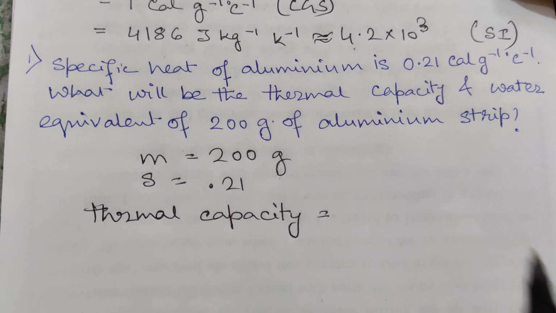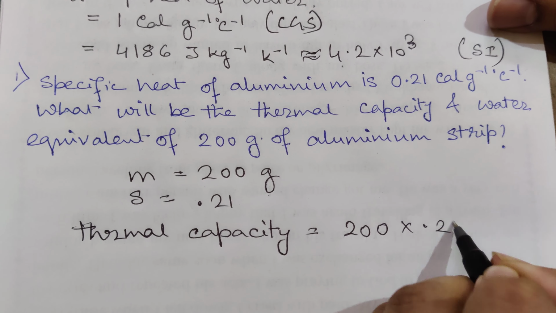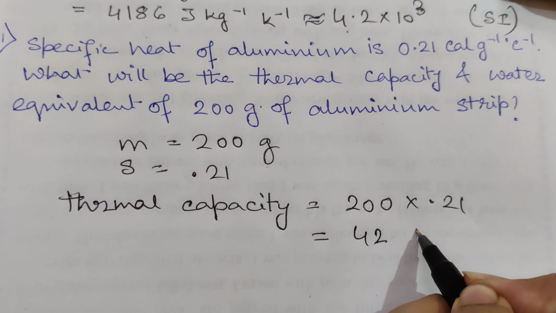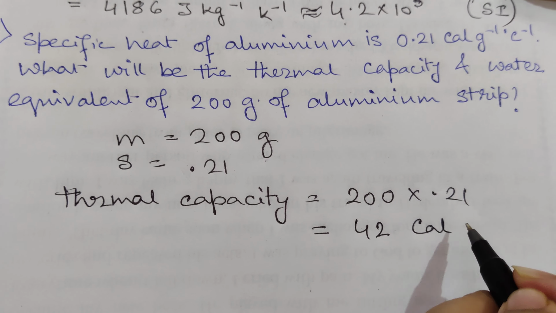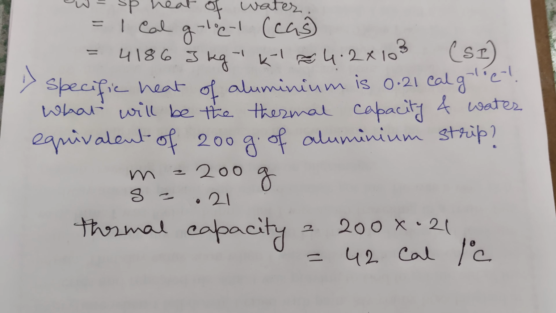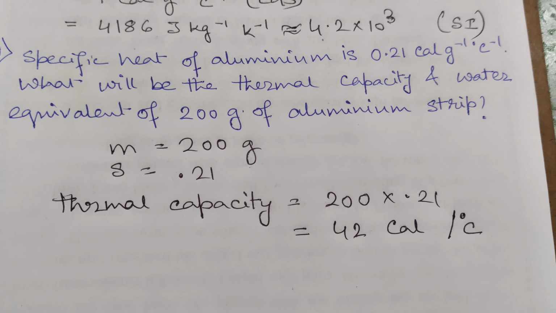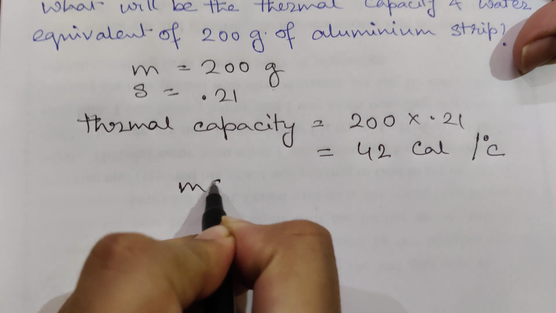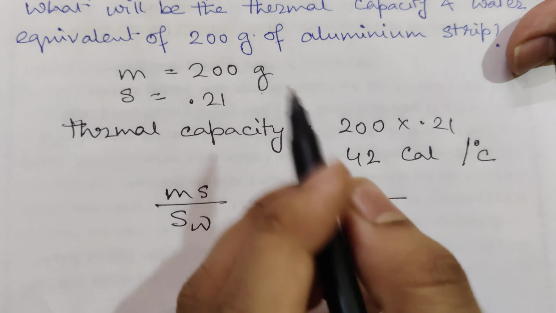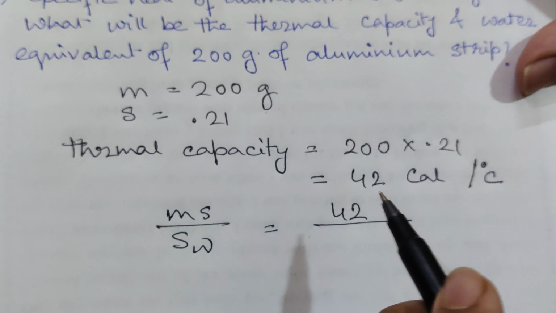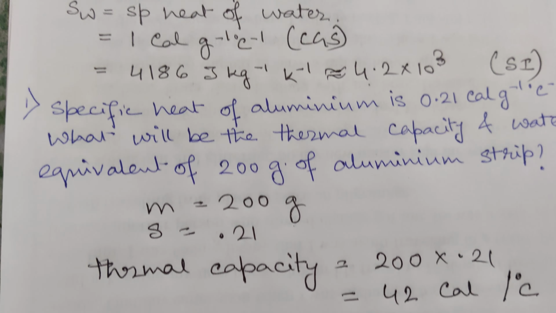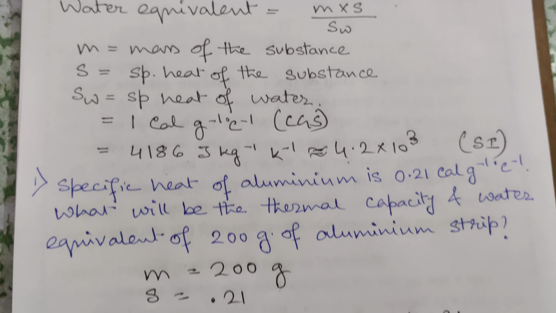So thermal capacity is mass into specific heat, which is equal to 42. Now we have to write the unit, that is calorie per degree Celsius. Now we have to calculate the water equivalent. So water equivalent is MS by SW. MS we have already calculated, 42, and SW is 1 from here, so it will be 42 gram. Okay, understood. Now we have to move on to our next example.